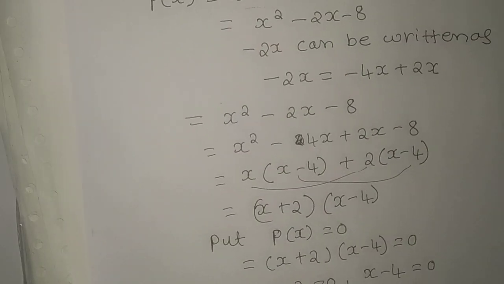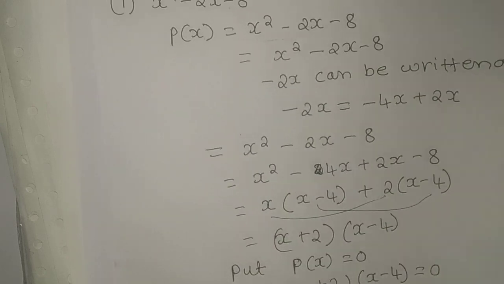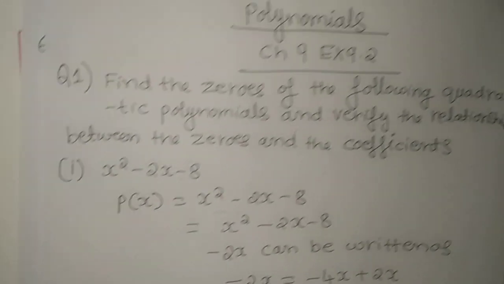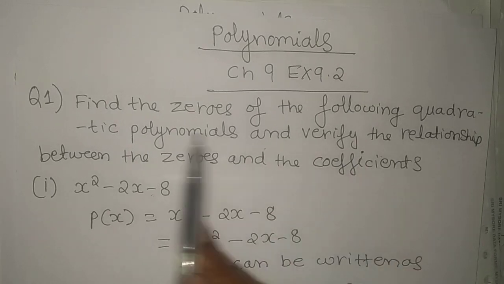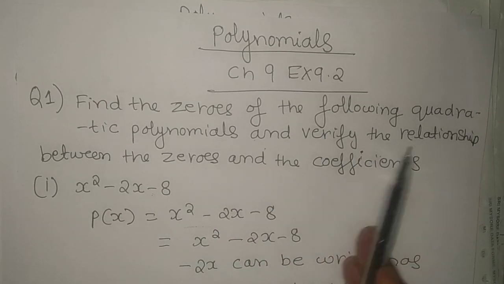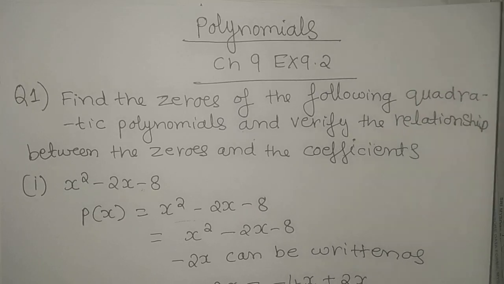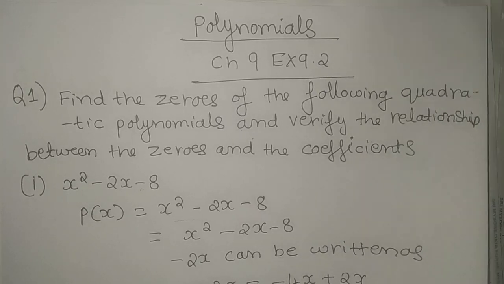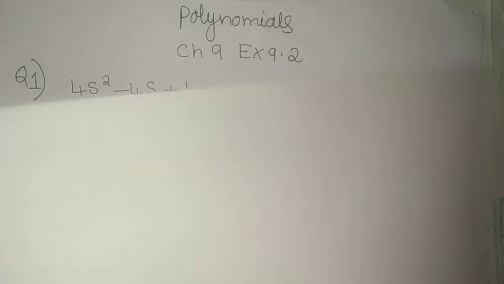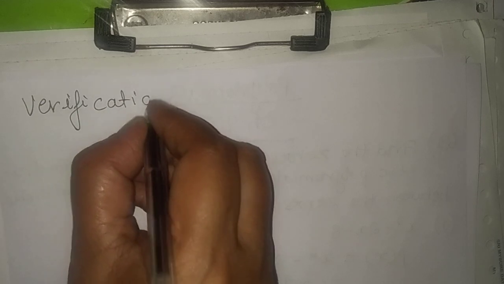Next we will continue with verification. What they have given in the question: find the zeros of the following quadratic polynomials and verify the relationship between the zeros and the coefficients. So we have to verify the relation between the zeros and the coefficients. What is the next step? The next step is verification.